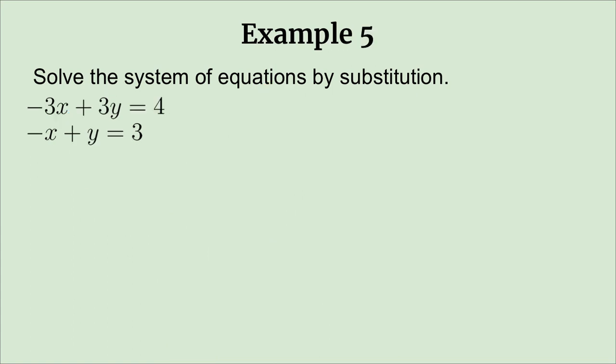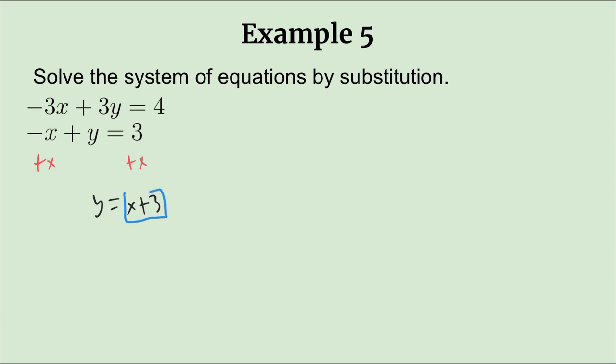Our last example, it's similar to what we just had. There's no variable solved for. On this one, I'm going to solve for this y because it's a positive, so we don't have to worry about the negative, whereas this one, we'd have to divide out by a negative 1 as well to get x by itself, so it's just a couple less steps. So I'm going to add x to both sides here, and we get y equals x plus 3.